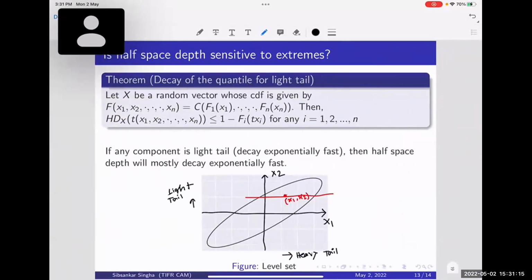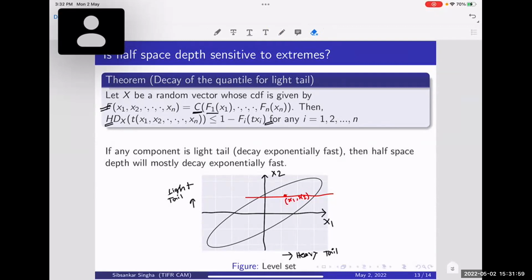And for light tail, what do we mean by light tail? Let X be some random vector, and capital F is the cumulative distribution function, and the marginals are F1, ..., Fn, and we give some dependence structure C here, that is some copula. This is a general result, but it can be used to analyze the light tail case. The half space depth is bounded by the survival function of any one of the marginals. So if you have a light tail distribution for any one of F1, Fi or Fn, then your half space depth will decay exponentially fast.